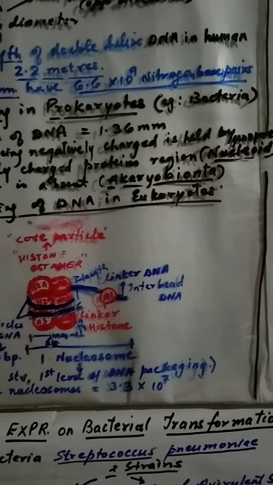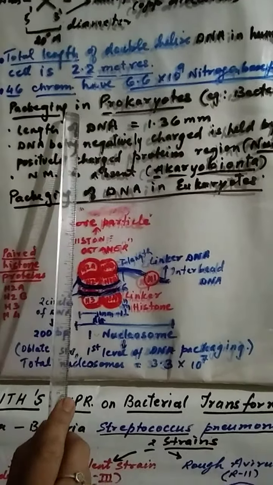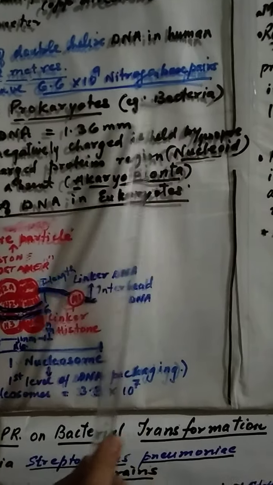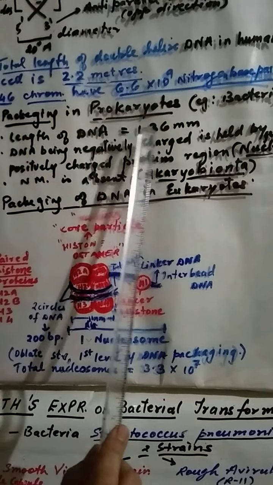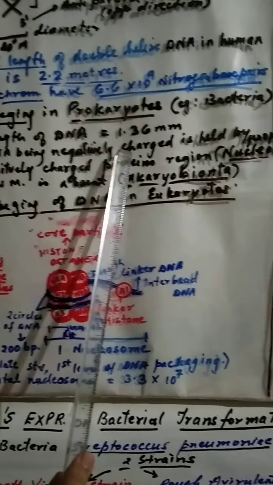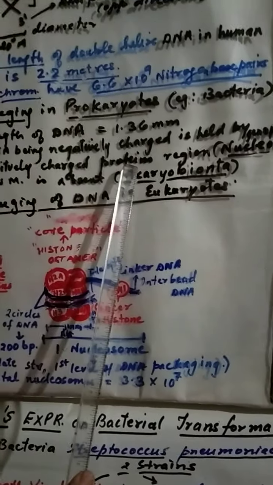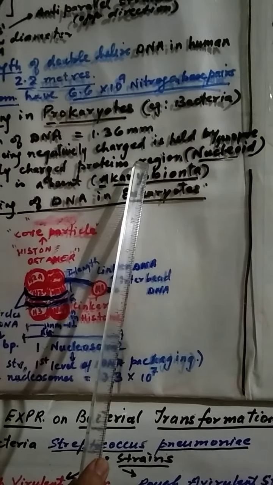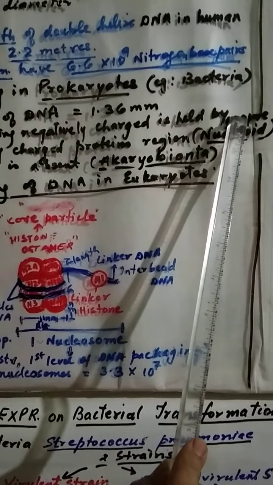Now let us see packaging of DNA in prokaryotes. For example, prokaryotes are bacteria. The length of the DNA in bacteria is 1.36 mm. DNA being negatively charged is held by positively charged proteins in one region. That region in bacteria is called the nucleoid. In some books it is written as genophore.